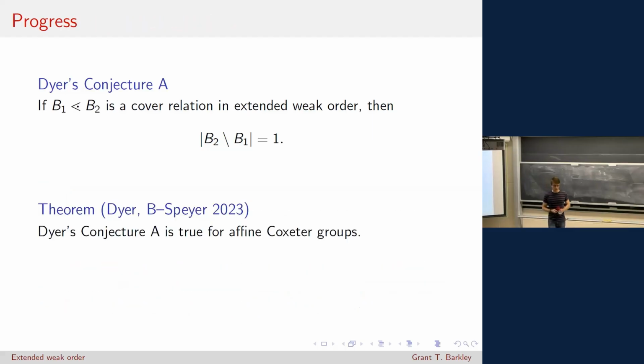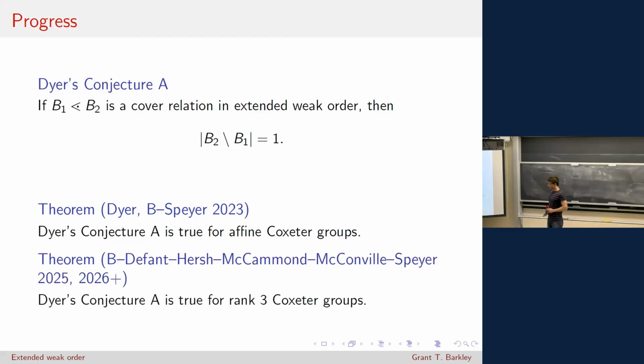Okay, so progress on these two conjectures. Conjecture A, about the cover relations, is known for affine Coxeter groups. Dyer has proven this, in a paper that hasn't come out. And then with David Dyer, we proved this a different way. And then recently, with Colin Defant, Trisha Hirsch, John McCammond, Thomas McConville, and David Dyer, we proved that this cover relation fact holds for all rank 3 Coxeter groups.